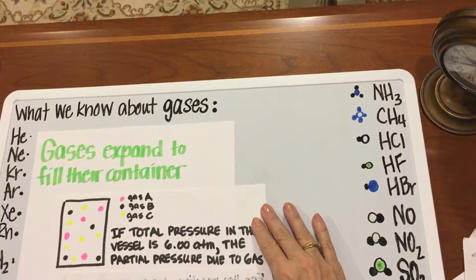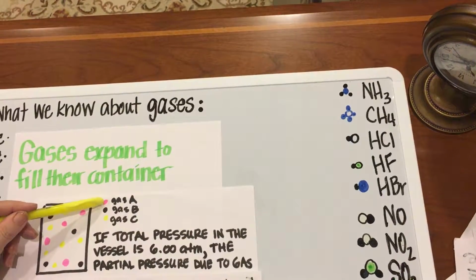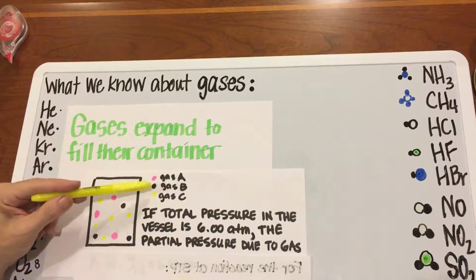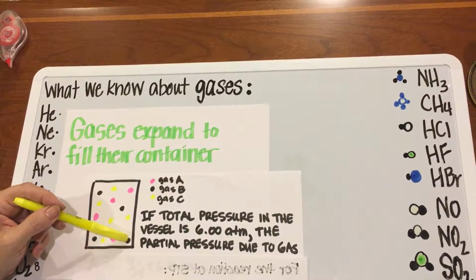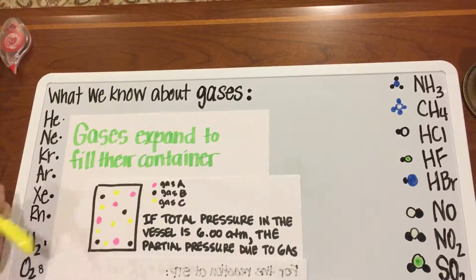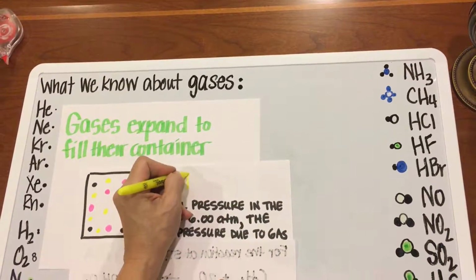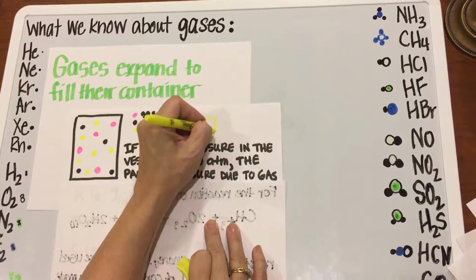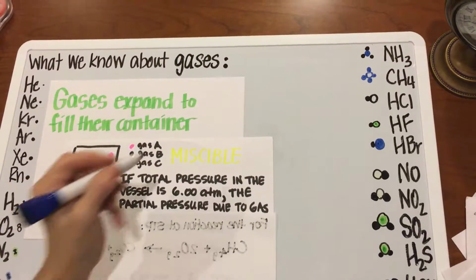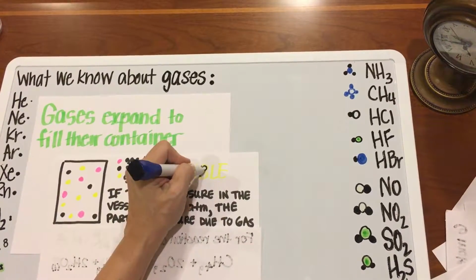That means we are able to do problems like this. I have a container that I represent gases of 3 different types, A, B, and C. Gas A is pink, gas B is black, and gas C is yellow. Now each of these gases expand to fill their container, so they completely mix. They are miscible gases. That's one property of gases that helps us out tremendously, their miscibility. So these gases are completely miscible.